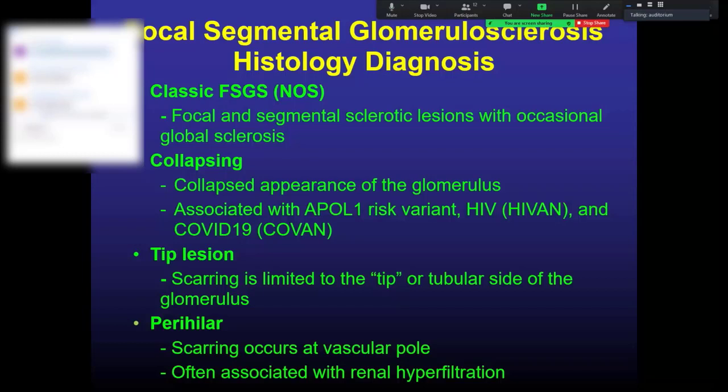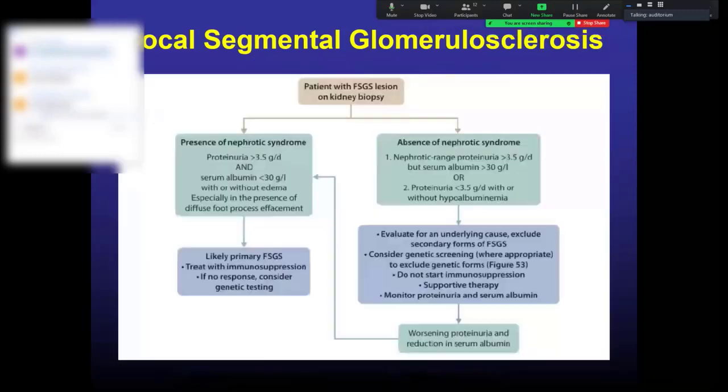Perihilar, I put this up here because when you see this lesion, the scarring occurs at the vascular pole, and it's often associated with renal hyperfiltration or secondary forms of FSGS, which are really important to delineate, especially when we're talking about treatment. So this is from the KDIGO guidelines.